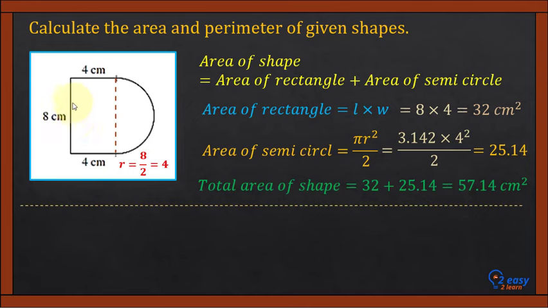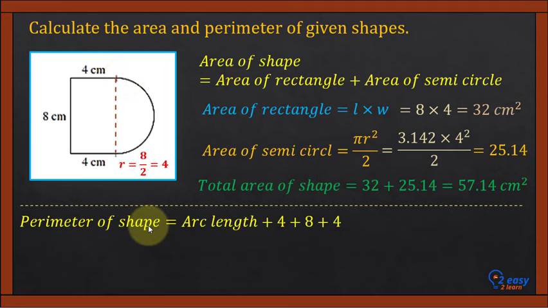What is meant by perimeter? Perimeter is the sum of the lengths of all sides. So we can add this 4 plus 8 plus 4 plus length of arc of this semicircle. So perimeter of shape is arc length, which is this one, plus this 4 plus this 8 plus this 4. So 4 plus 8 plus 4 is 16. So perimeter of shape is, arc length formula is 2 pi r over 2, plus 16. So value of r is 4.